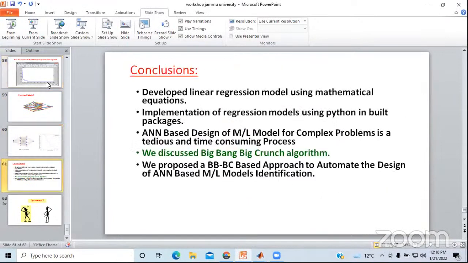Okay, so I want to conclude my presentation now. In this session, we have discussed that the regression models can be evolved mathematically. Linear regression models can be evolved mathematically. But if my data set is of non-linear nature, then we need non-linear regression models.